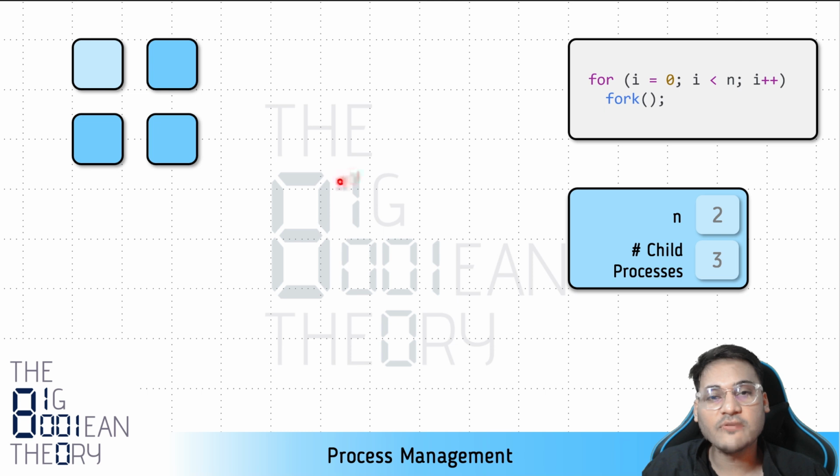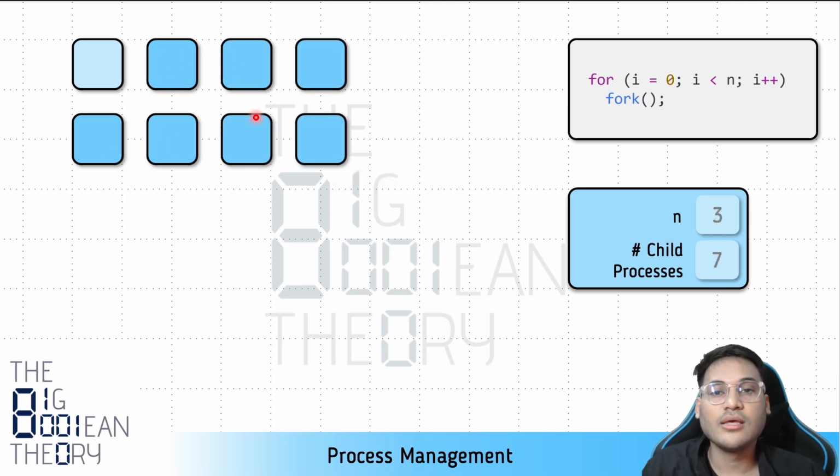these 4 processes will execute fork one more time. And as you can see, if the value of n is 3, 4 more processes will be created. So the total number of processes in the system will be 8, out of which 1 is the parent process, and the number of child processes is 7.